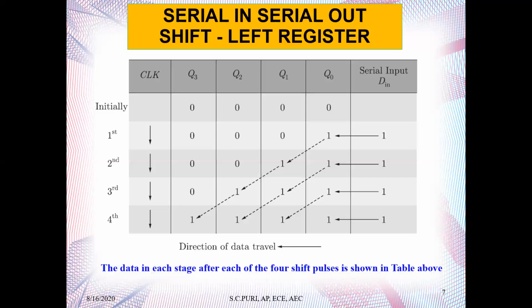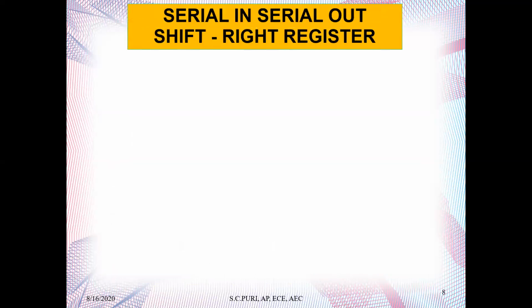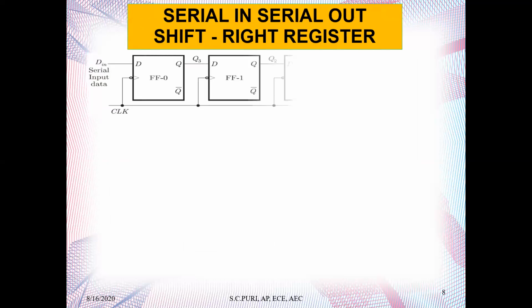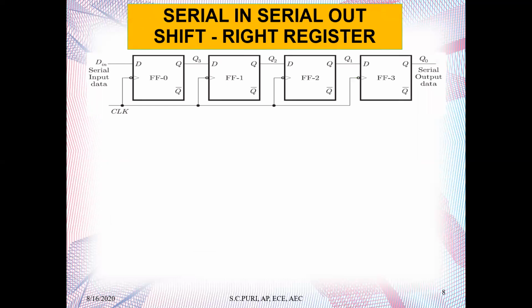The data in each stage after each of the 4 shift pulses is shown in the table above. Now the serial in, serial out shift right register. You can see the same configuration. What we have done is change the direction of the data feed and the data taking out serially. So as you can see here, now it is shift right.